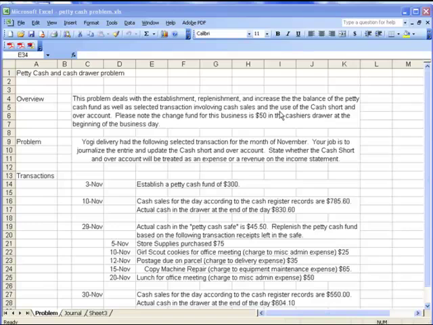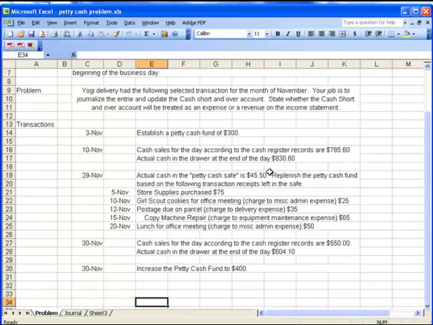Yogi Delivery had the following selected transactions for the month of November. Our job is to journalize the entry and update the cash short and over account, and state whether the cash short and over account will be treated as an expense or a revenue on the income statement. Here we see the various transactions, November 3rd through November 30th, and we need to journalize these for each of these individual days.